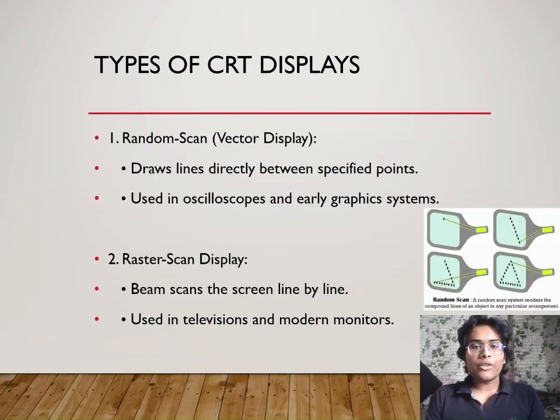So let us discuss the types of CRT displays. There are mainly two kinds of CRT displays. First is the random scan display or vector display. This display draws lines directly between specified points, and it is used in early computer graphics systems and oscilloscopes. And second is the raster scan display. The beam scans the screen line by line, so every part of the screen is scanned, and it is used in televisions and modern monitors.